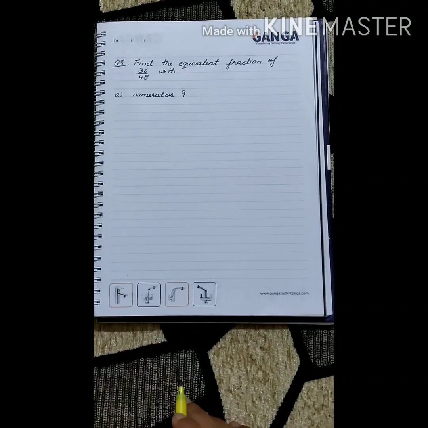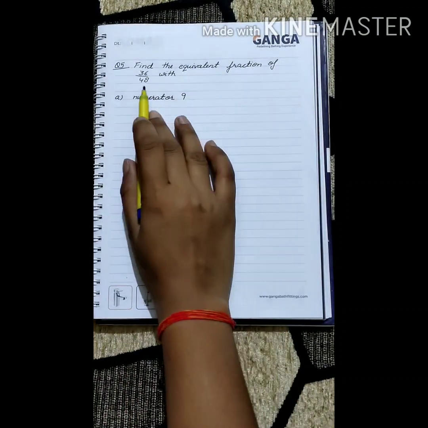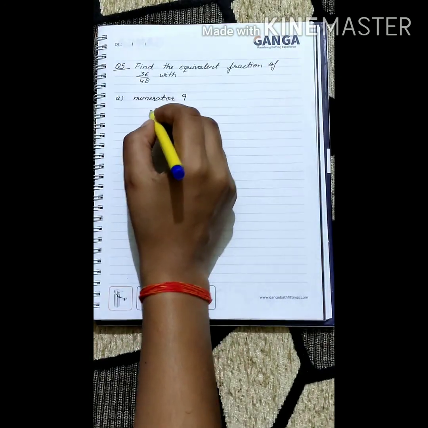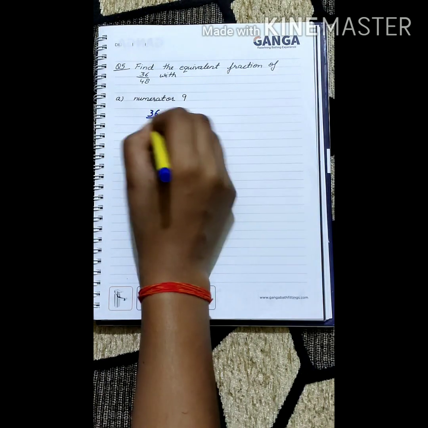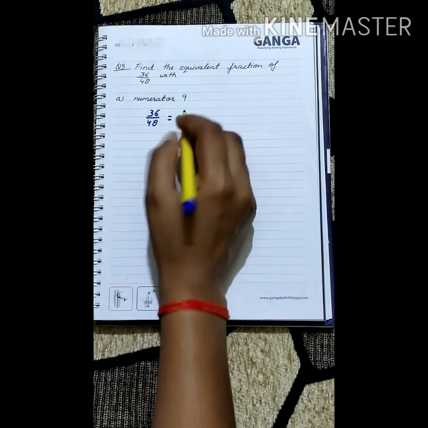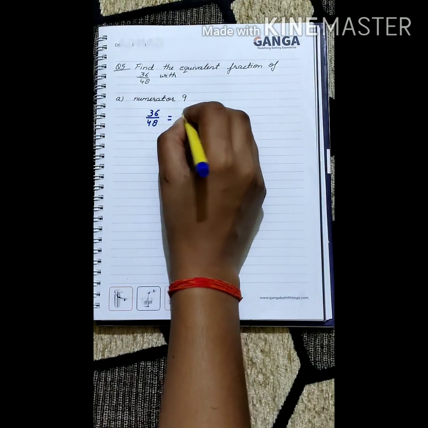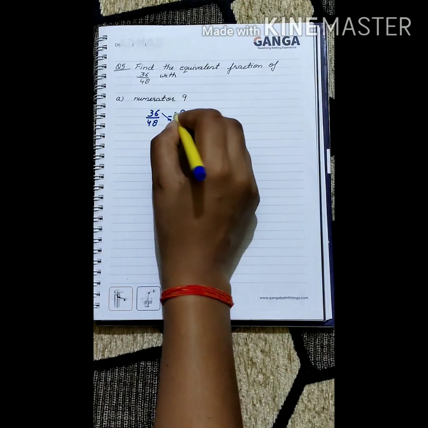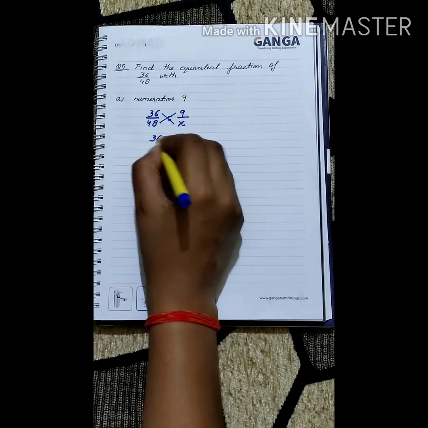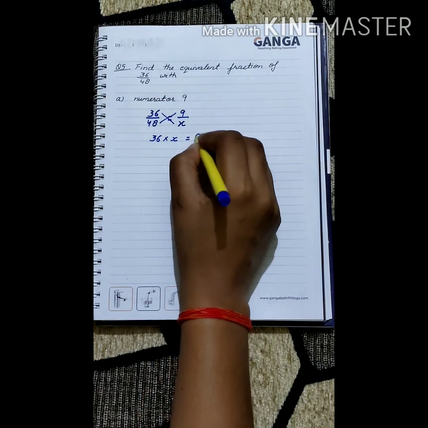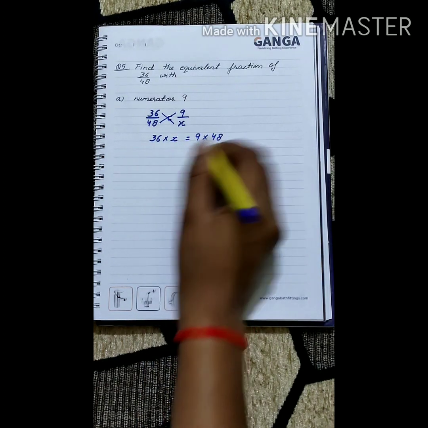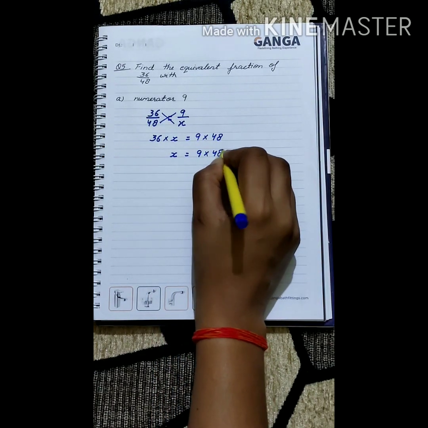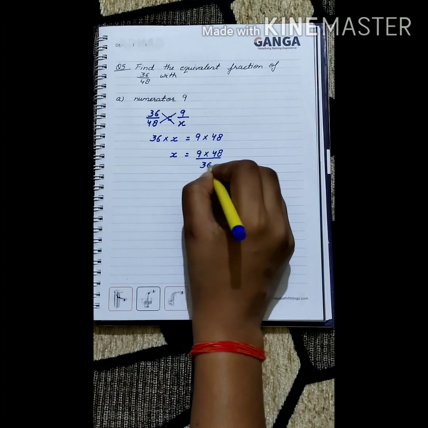Let's understand question number 5. Find the equivalent fraction of 36 upon 48 with numerator 9. Firstly, we will write in the form of equivalent fraction, that is 36 upon 48 is equals to dash. In this question, we have numerator 9 and we have to find the denominator. So we assume it as x. Now we will do cross multiplication, that is 36 multiply x is equals to 9 multiply 48. Now we will transfer 36 from LHS to RHS, and we get 9 multiply 48 divided by 36.